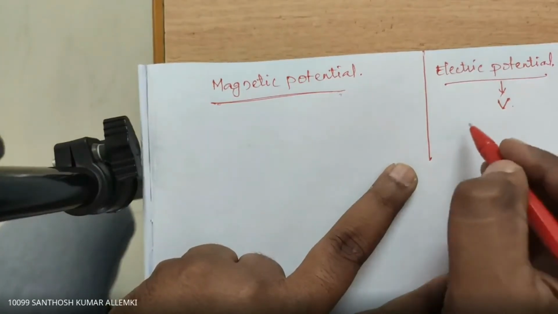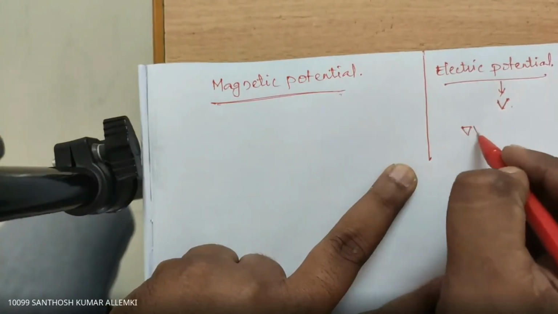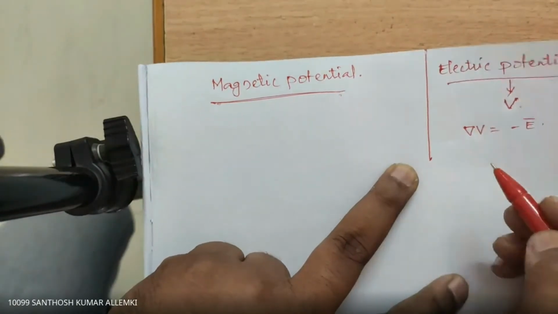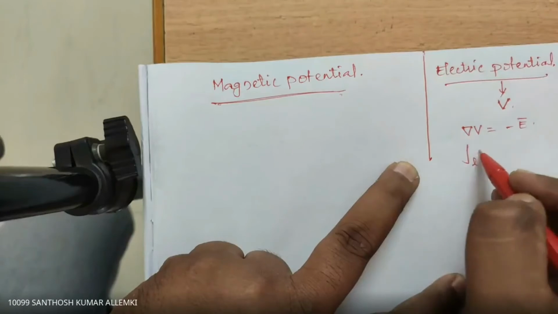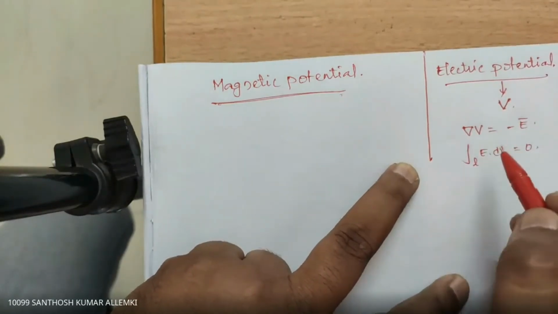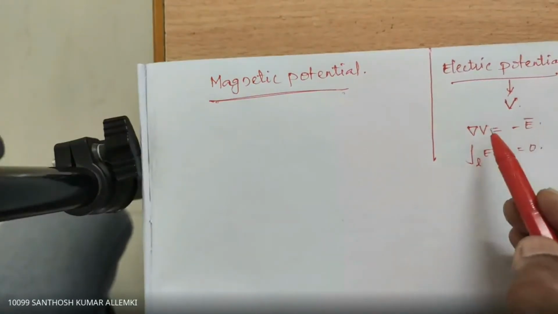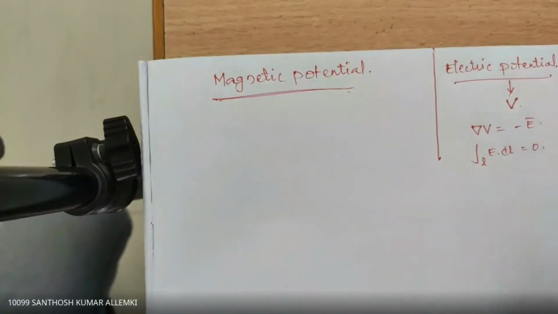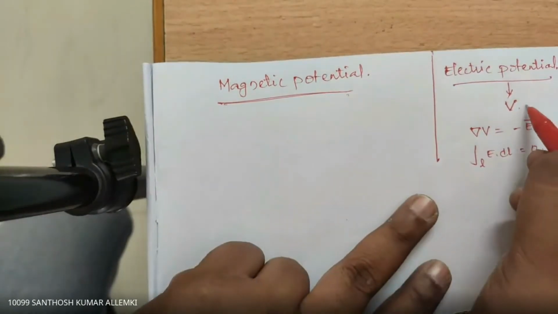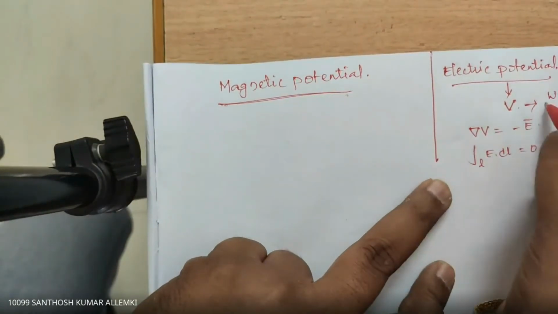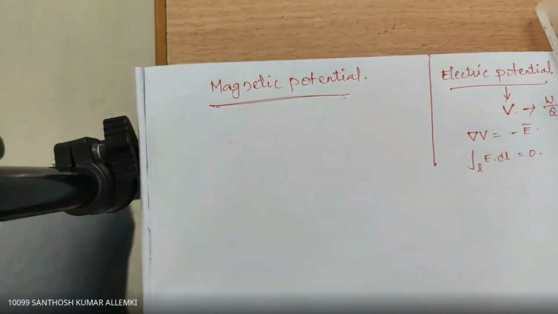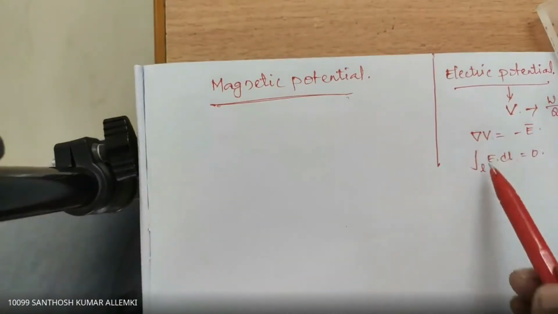That is, del V is equal to minus E bar, or else the line integral of E dot dl is equal to 0. These two expressions, the relation between potential and electric field, can be calculated from the electric potential. Basically, electric potential is nothing but work done per unit charge. Work done per unit charge is called potential. So this is your electric potential.